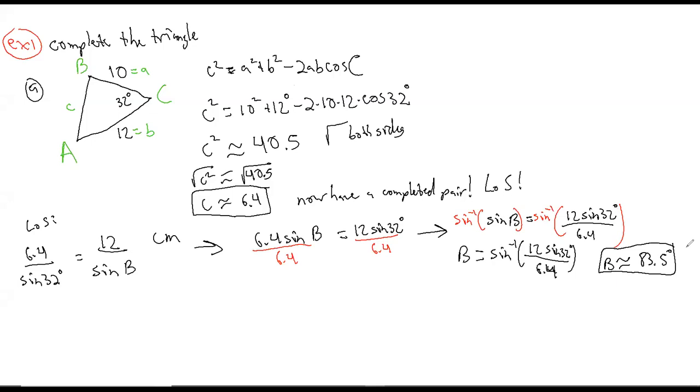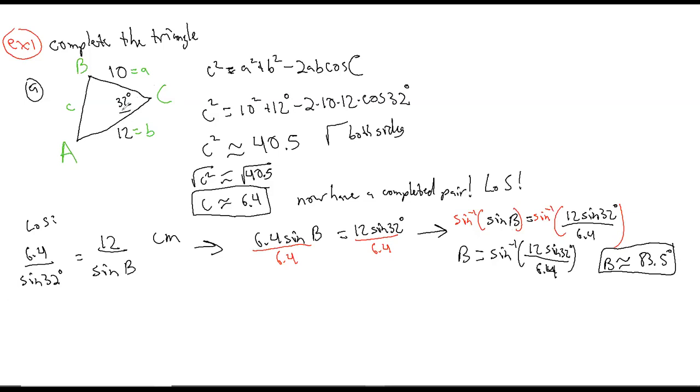Now, we could definitely do the law of sines again to find angle A. We have C already. That was given. We could use the law of sines to find angle A. We could go 6.4 over sine of 32 degrees equals 10 over sine of angle A, and do the same algebra and trig again, but that would be a lot longer.